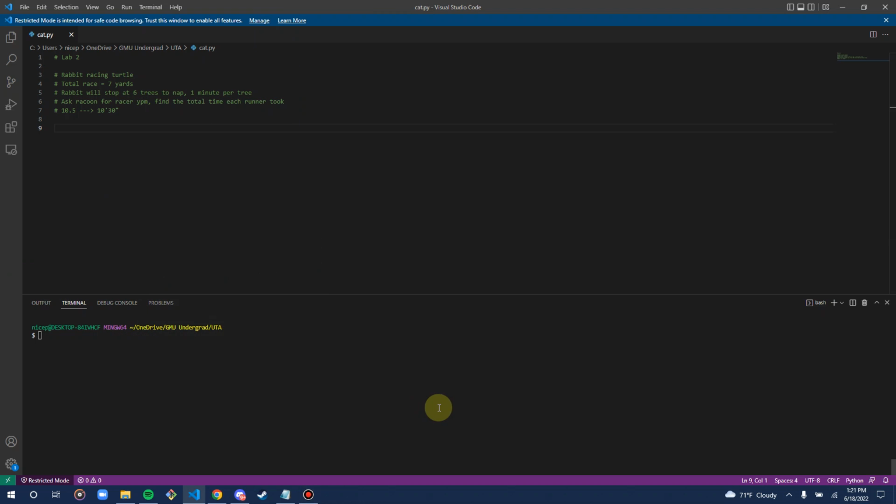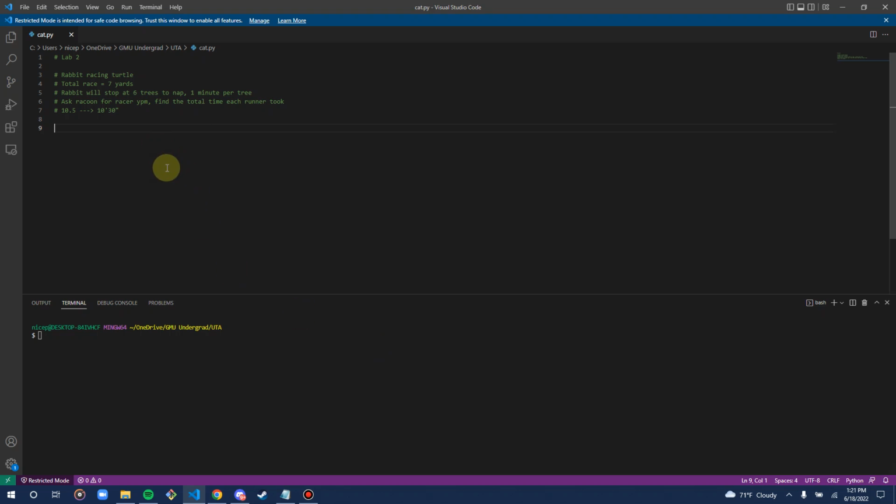Hello CS112, today I'm going through a quick solution of Lab 2, which had to do with the rabbit's revenge on the race with the turtle. So the gist of this assignment was that Mr. Raccoon was recording the times of the racers, and he wants you to calculate how long it took each. He recorded the velocity of each racer, and he wants you to figure out how long it took them to complete the race.